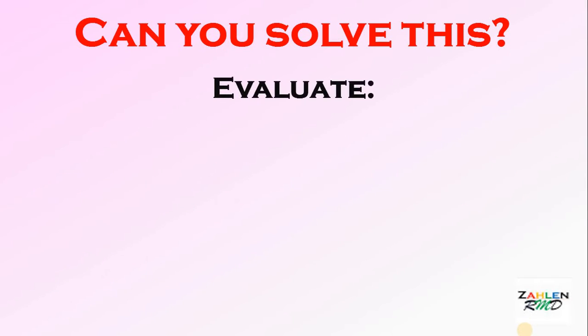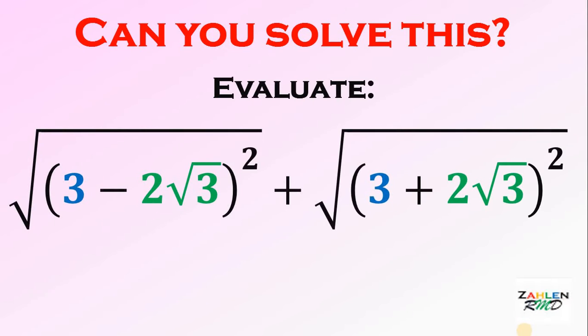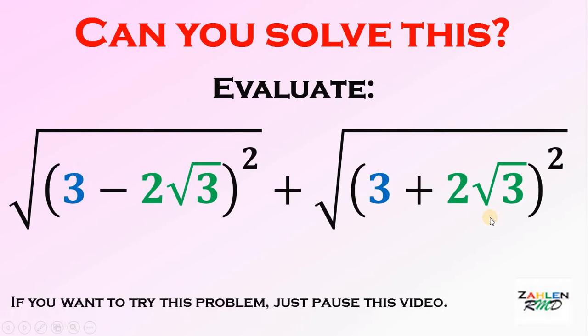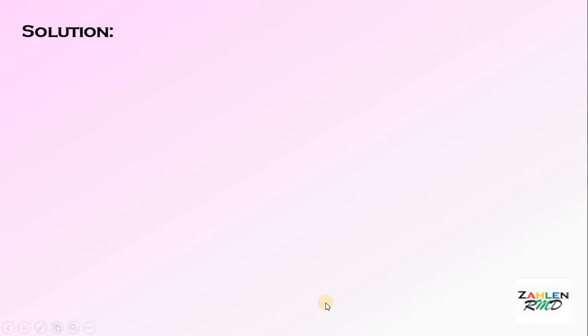Here's the question. Evaluate the square root of the quantity 3 minus 2 square root of 3 quantity squared, plus the square root of the quantity 3 plus 2 square root of 3 quantity squared. Now, if you want to try this problem, just pause this video, and if you're ready, here's the solution. I hope you paused this video and let's see if you got the correct answer.